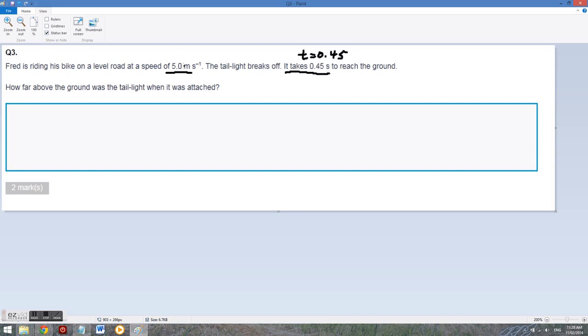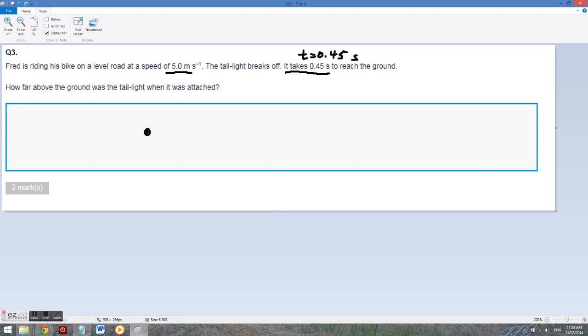Well, I don't label this speed because I have no idea what kind of speed it is. Is it initial or is it constant? I have no idea, so I leave it, but the time I label t equal to this. How far above the ground was the tail light when it was attached?